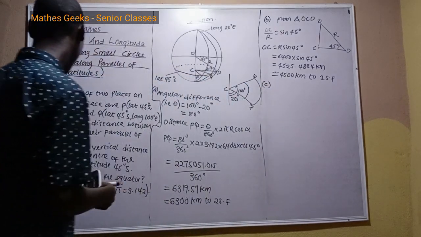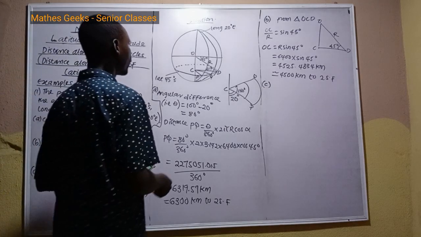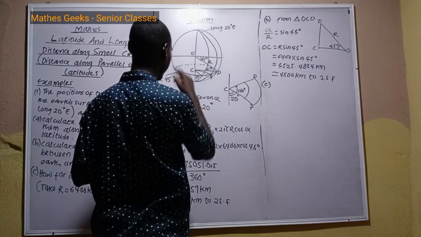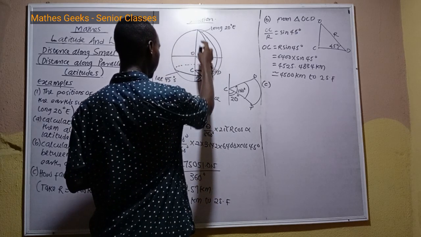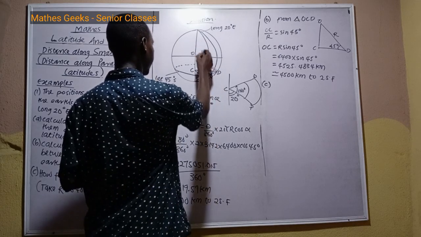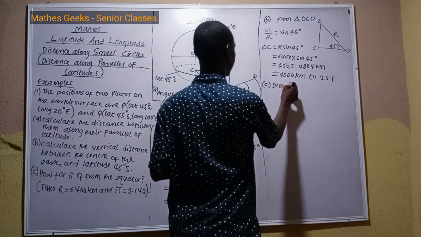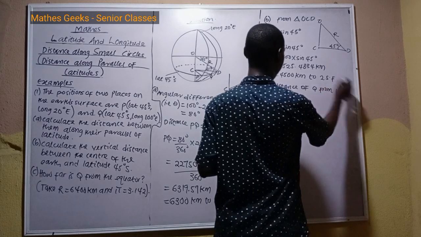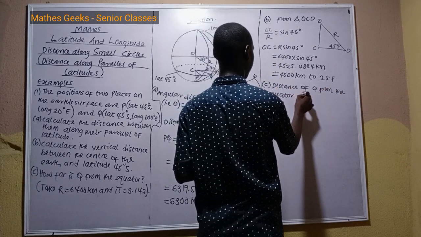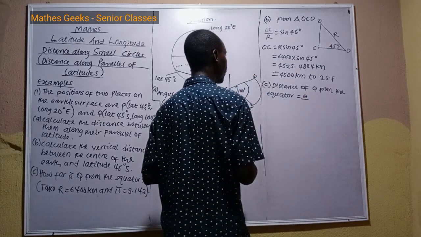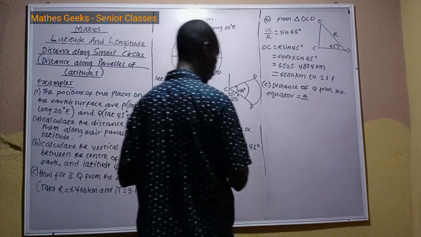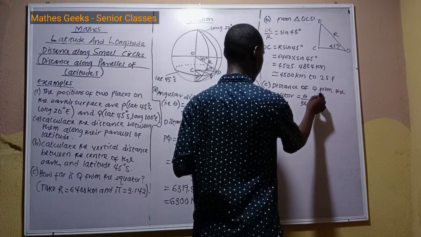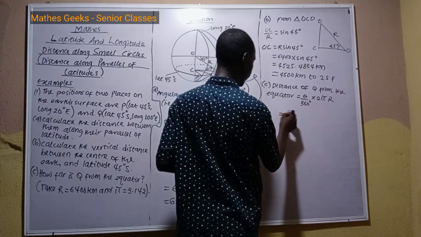C. So C says, how far is Q from the equator? So how far is Q from the equator? So if we want to know QO, if you measure from the equator, remember the equator is only 45 degrees. So the distance of Q from the equator is equal to theta over 360 degrees times 2 pi r, and that's a great circle, because any distance measured from the equator is along a great circle. So theta is 45 degrees.